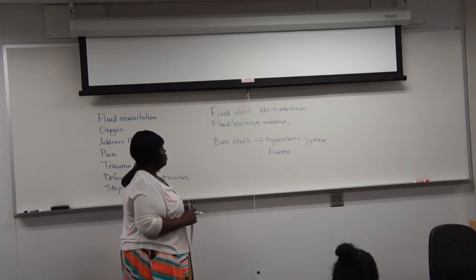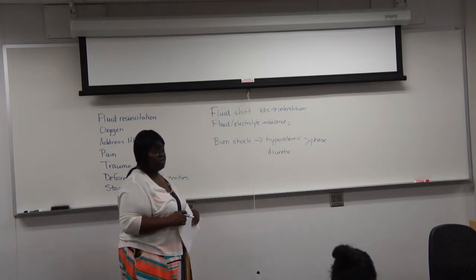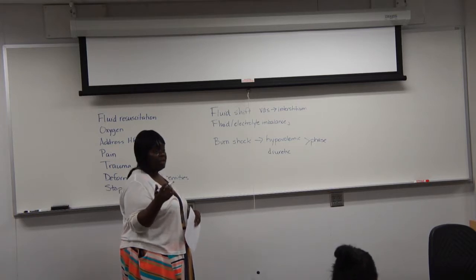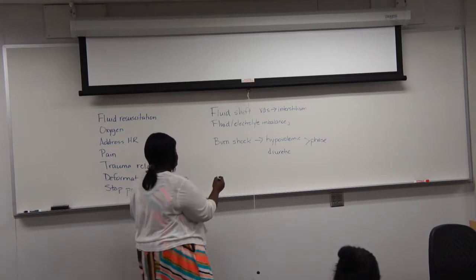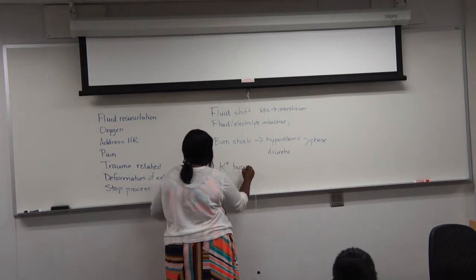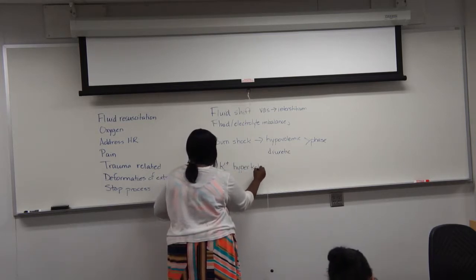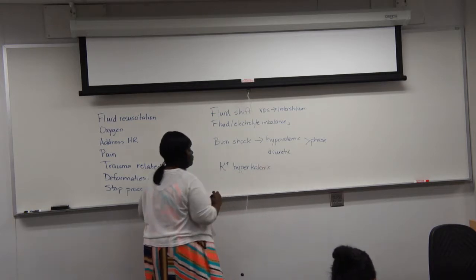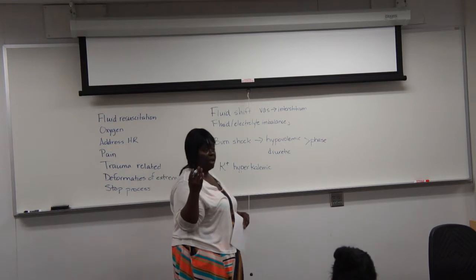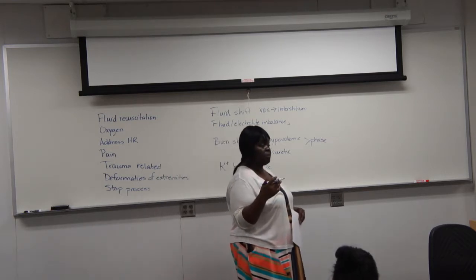Okay, so some of the complications associated with these phases. We talked about the things with fluid overload, but potassium is a big one. Okay, the patient is hyperkalemic. What do we have to worry about with that? Dysrhythmias, because you can actually stop the heart when your potassium is high. So you're looking for dysrhythmias in the patients.